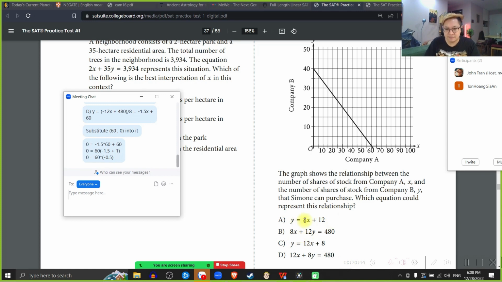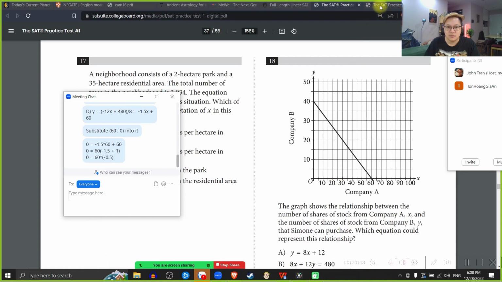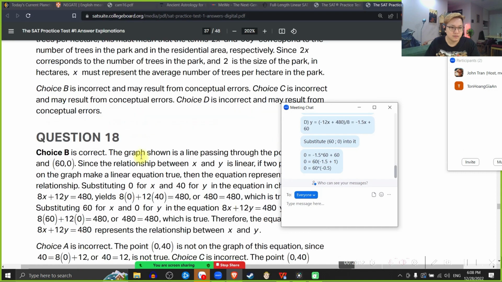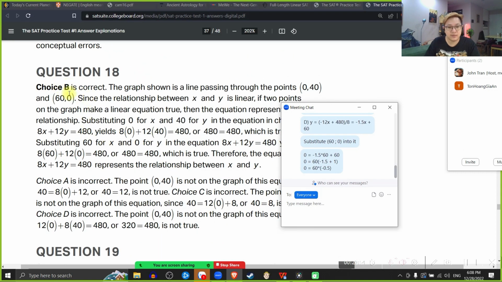The answer is B, right? Of course, it's B. You can check the answer at the back of the book here. There you go. Answer choice B is correct, you see.